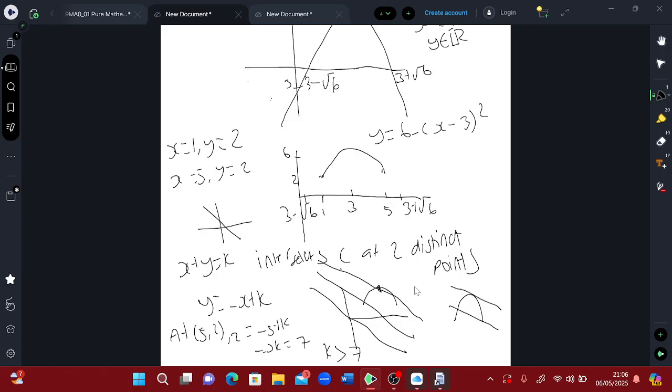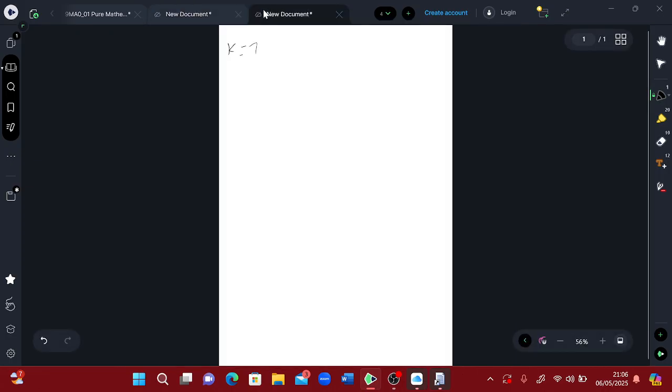Well, I guess it's symmetrical, right? Around this point here. So I think what we could also think is, where does it intersect when k is 7? What are the points of intersection? This is where we need a new document. So k is 7, that would mean y is minus x plus 7.